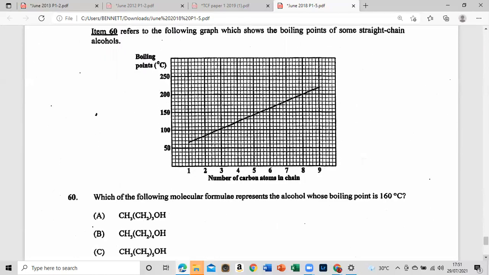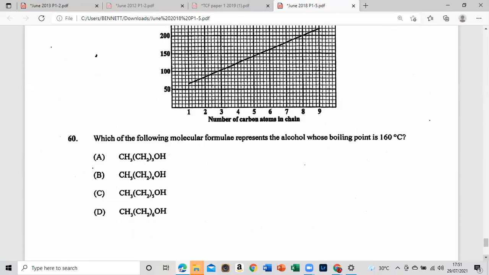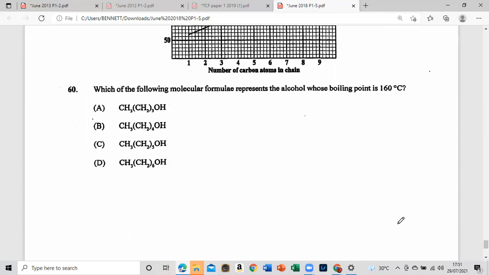All right, 60, refer to that. Why do I get odd questions like this at 60? I don't get them. Which of the following molecular formulas represents the alcohol whose boiling point is 160 degrees? And that is, we did this one earlier, and it is C.